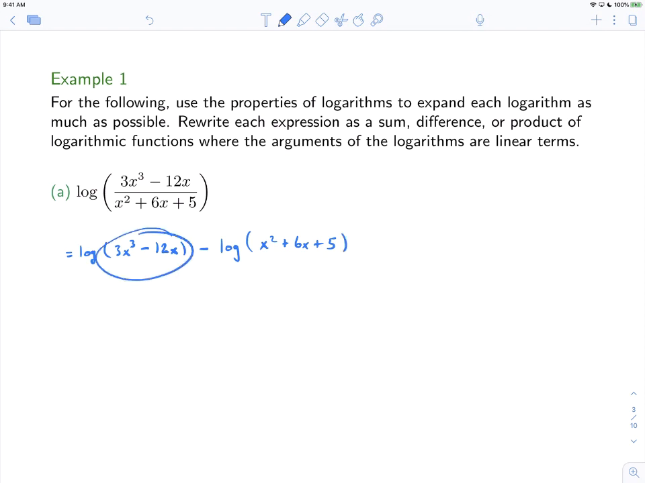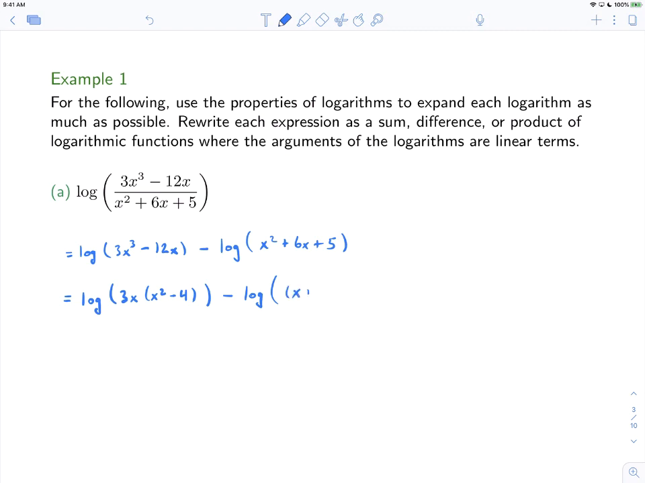But each one of these arguments can be factored. So let's do that. Let's factor them. So this is log of 3 times, well, let's take out an x as well. 3x times x squared minus, and 12 divided by 3 is 4. So 3x times x squared minus 4 minus the logarithm of, and I think we can factor this one too.